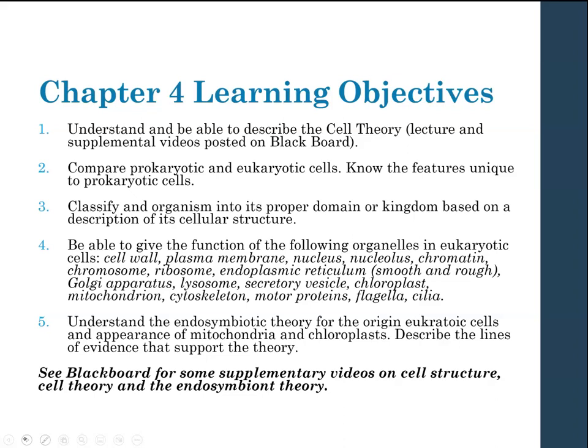Another big thing that you're going to have to do at the end of this chapter is be able to compare and contrast a prokaryotic cell and the types of organisms that are prokaryotic with a eukaryotic cell and the types of organisms that are eukaryotic. And then once we have those eukaryotic cells down, you'll need to know the parts of the cell. So this is basically cellular anatomy. What are the structures that build a cell? And then we're going to introduce a little bit of evolution here. We're going to talk about the origin of eukaryotic cells and how they actually came about.